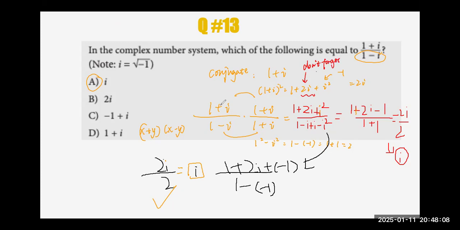So you have 1 squared plus 2i plus i squared here. And i squared is -1. So those cancel out. You have 2i over 2, which gives you i as your final answer. So A is the right answer. Congratulations, students. So that's all for our sample question tonight.